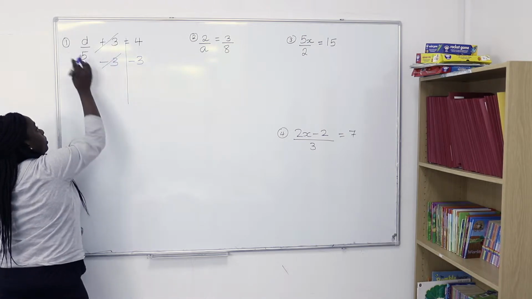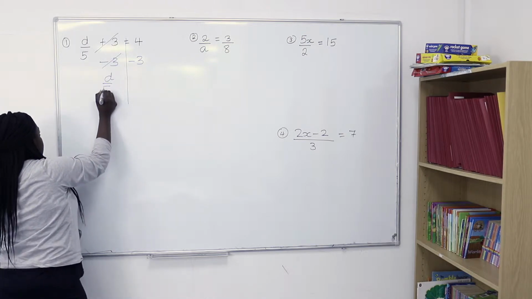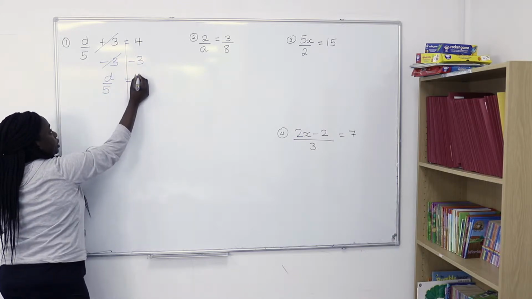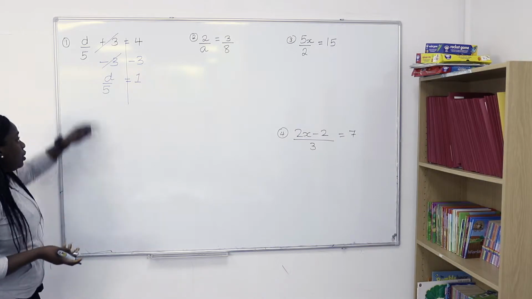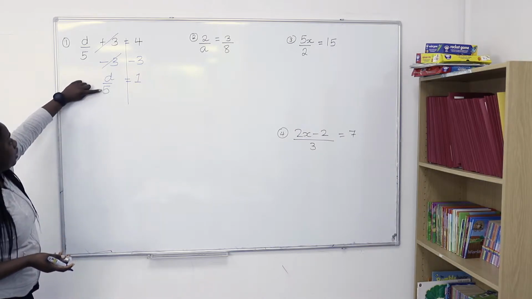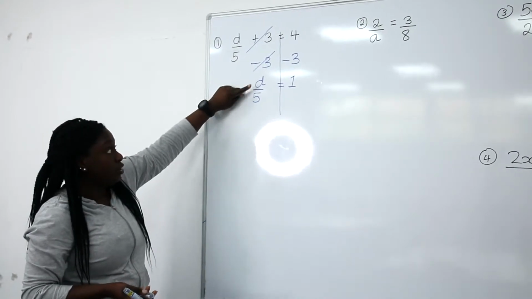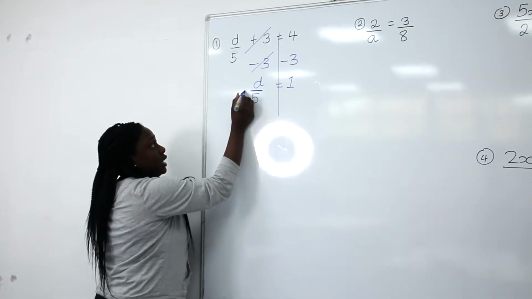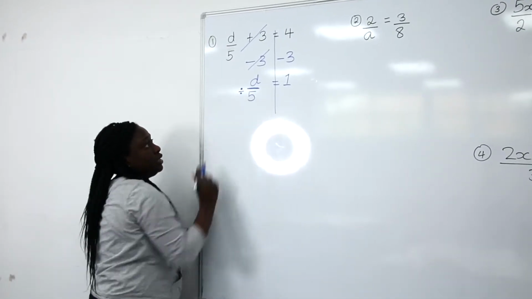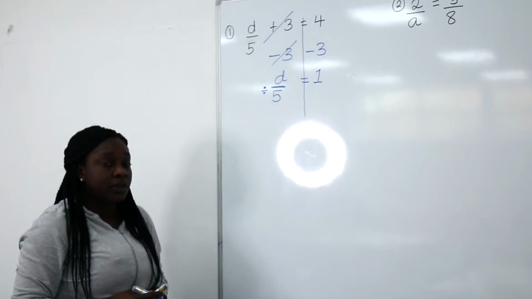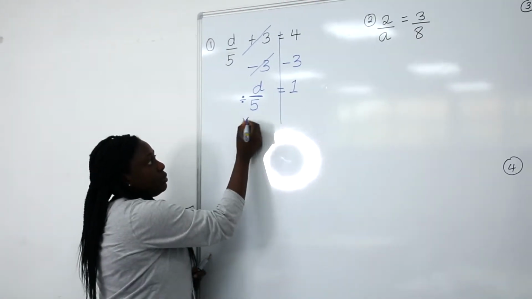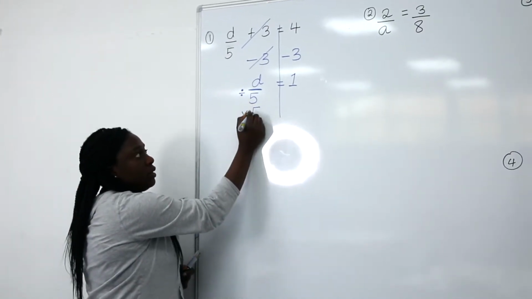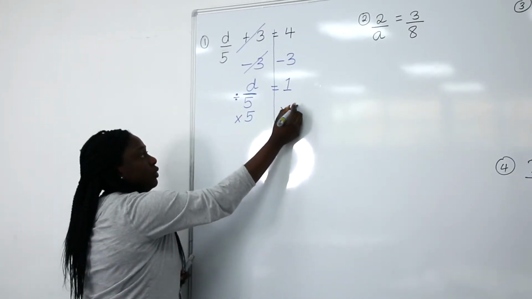And now we've got the couple left, which they're not the kissing couple, but they're a couple. And on this side we have 4 take away 3, which is a 1. So we've got that term on the top and that number at the bottom. We have a line in between them, and this line actually means to divide. So we're going to have to do the opposite of divide, which is times. So we're going to times both sides by whatever's at the bottom. In this case, 5 is the number at the bottom, so we times both sides by 5.